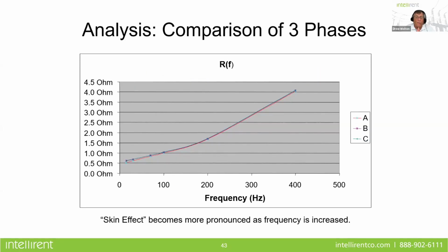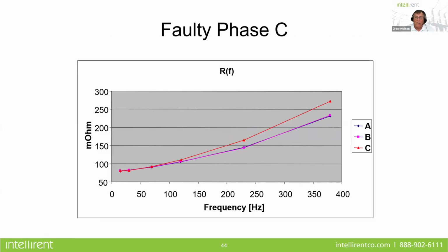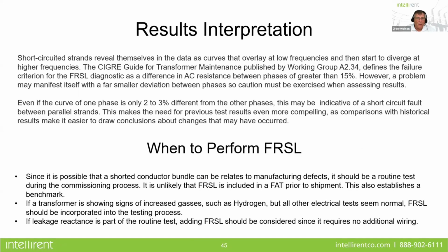So if we ran a test where we have normal conductor bundles and there's no issues, all three phases should line up by themselves. If we see this, we can clearly see that in the higher frequencies, we have a big discrepancy between A and B phase and C phase. And that would indicate that we have a shorted conductor bundle. And look what's measured here at 60 hertz. You don't see the difference there because we're not pronouncing that skin effect.